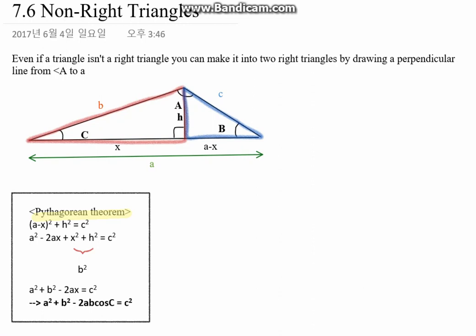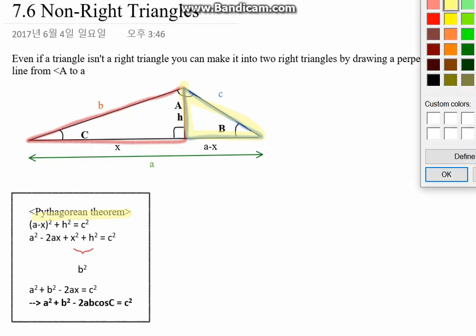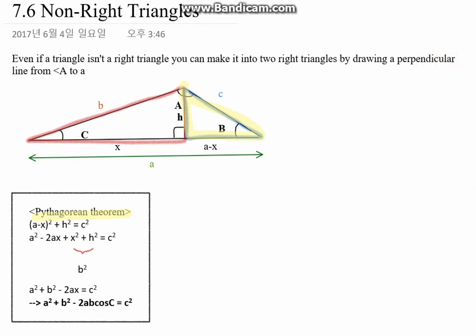If we take a look at this blue triangle here, we're going to use the original Pythagorean Theorem and see where it goes from there. So let's use a different color. A minus x, squared, plus h squared is going to be c squared. This is what we learned in junior high, so it's not going to be that hard. Now I'm going to expand this part to a squared minus 2ax plus x squared plus h squared equals c squared.